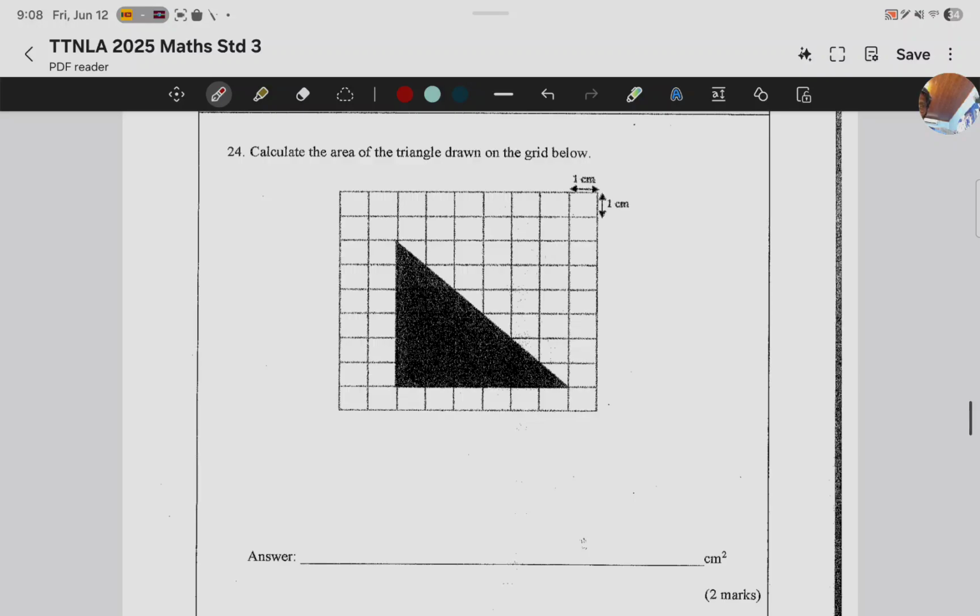Calculate the area of the triangle drawn on the grid below. Alright, so if one side is 1 centimeter, to calculate the area of one of these small squares is side by side, which is equal to 1 cm by 1 cm, which is equal to 1 centimeter square. All we need to do is to count how many squares form this shape here.